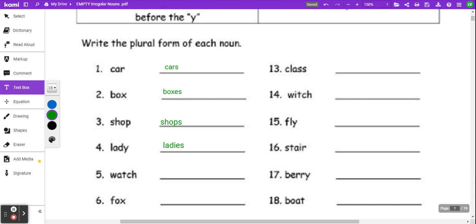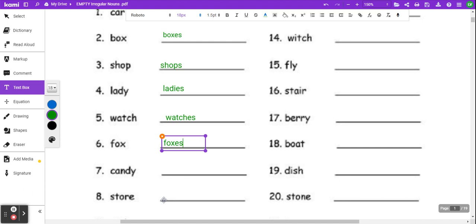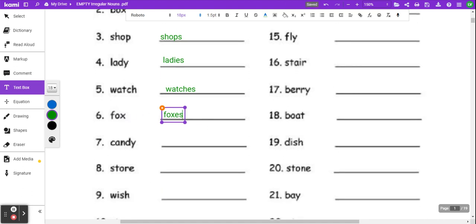Watch. Watches. How do we spell watches? W. Good. So W-A-T-C-H-E-S. Watches. What about fox? Foxes. F-O-X-E-S. Right? Because we have foxes. Termina or ends in X, so we add E-S.